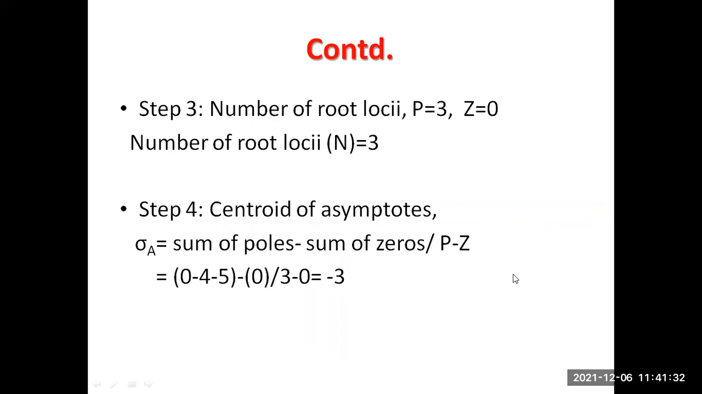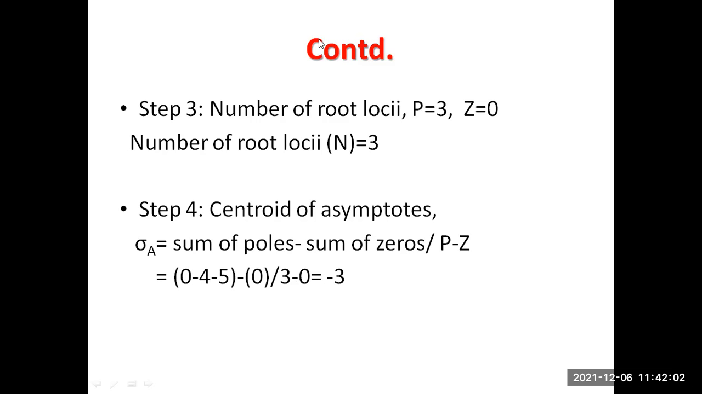Next, step 3, number of root locus. So how many root locus will be existing? Okay, so we have p equal to 3, z equal to 0. So number of root locus will be equal to n, which will be 3, because that we know. Number of root locus will be n equal to p. So that's why here the number of root loci will be 3.